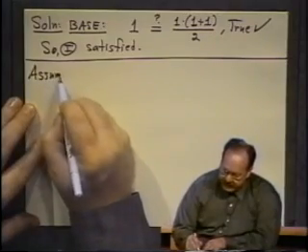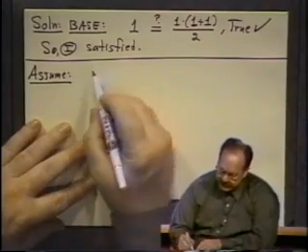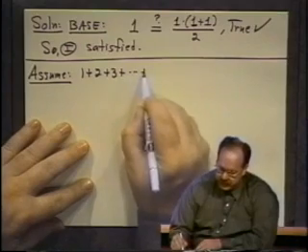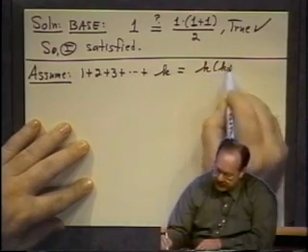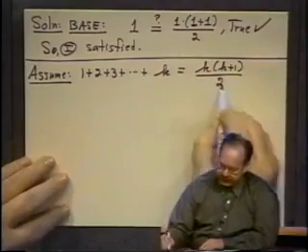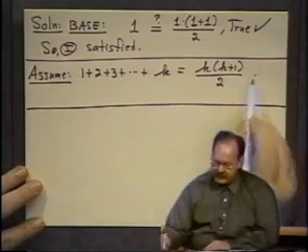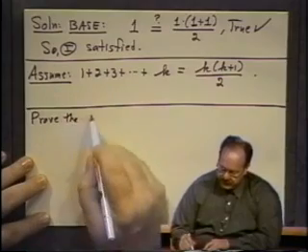Assume, this is the kth case, we can just write this down. This is just recopying with k in place of n. So this is 1 plus 2 plus 3 plus up to k, and this is k times k plus 1 all over 2. So there we go. We've got the assumption written down. That's easy enough. Now we want to write down the goal, so we want to prove the goal.